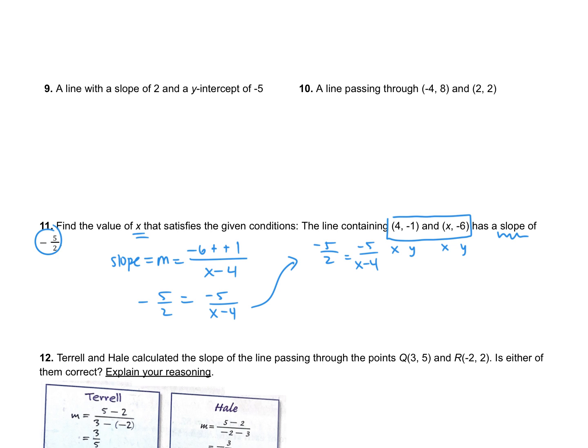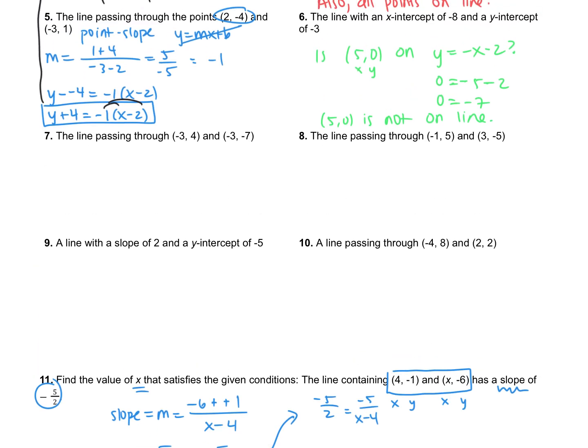I want to talk about 7 real quick because a few people have asked me about it, so I just want to address this as a whole. So let's take a look at 7. We should have started by calculating slope, did we? For those of us who got here? Yeah? So I would do -7 subtract 4 over -3 subtract -3. So -11 over 0. What is it when we divide by 0? Undefined.